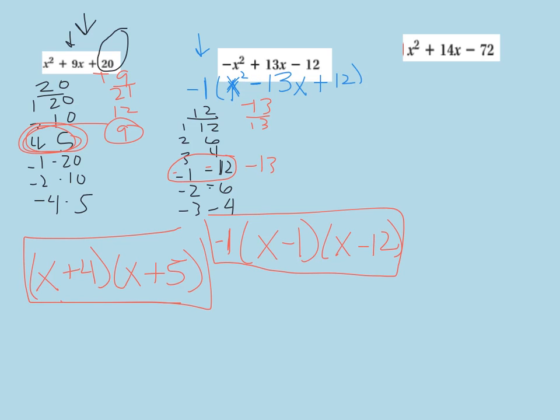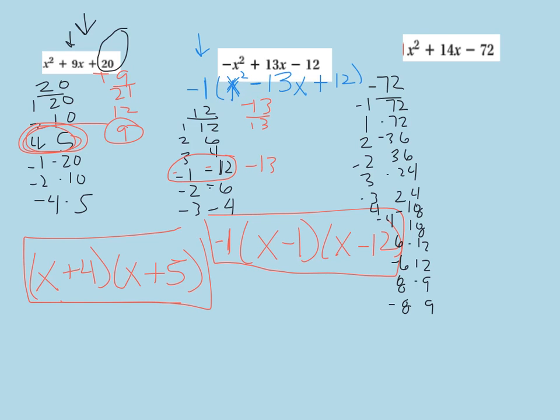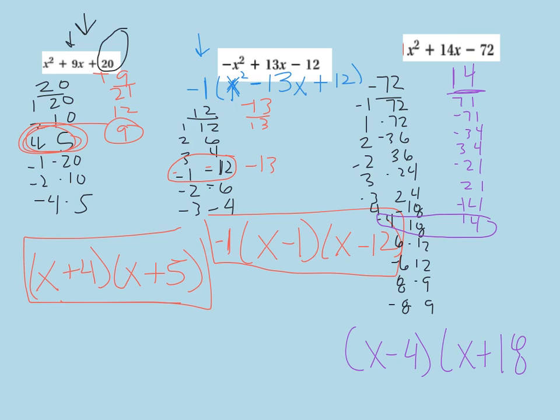And last but not least, I'm going to be looking at my factors of negative 72. Here are all my factors of 72. So now I'm going to add those all up to see which two would be my two factors to factor it. And they would be right there. So my two factors would be x minus 4 and x plus 18. And that would be my final answer.